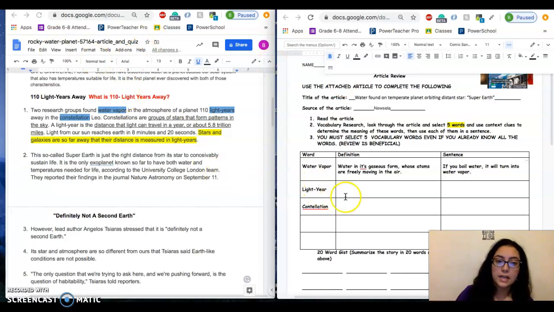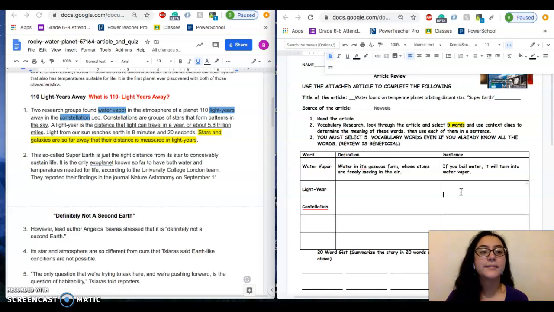Light year, I would have done the same. Light year, the definition: distance that light can travel in a year, or about 5.8 trillion miles. And then a sentence. Groot from Guardians of the Galaxy traveled light years from planet to planet. I don't know. Be creative. Be funny about it if you want to use Marvel or any other reference. Alright, so let's move on. Let's have this constellation wrong.